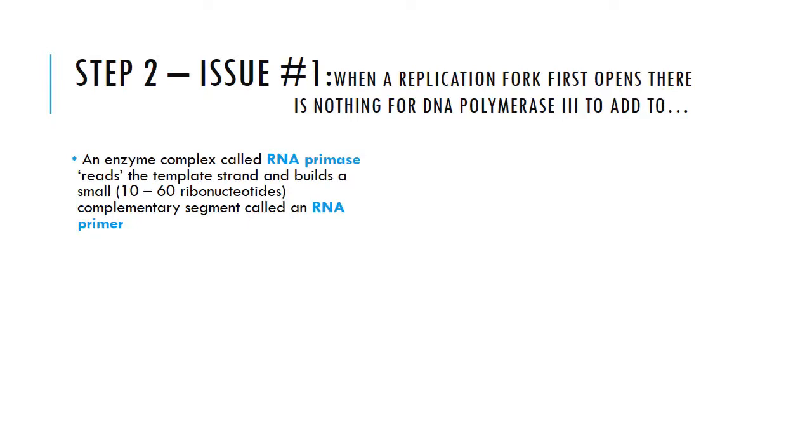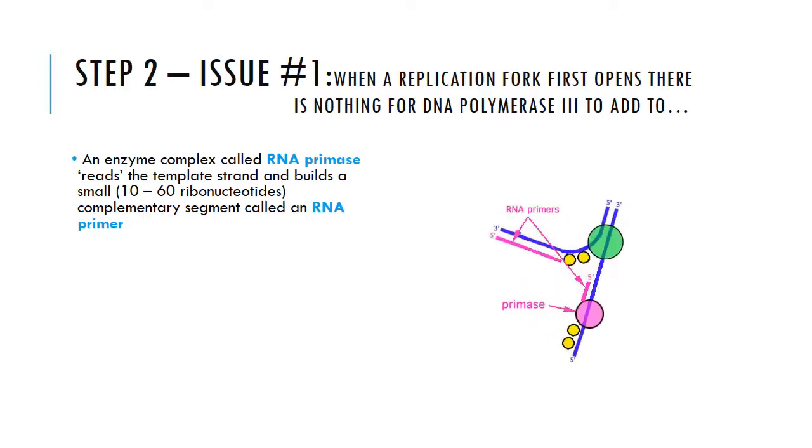So to overcome this obstacle, an enzyme complex called RNA primase is going to read the template strand that's open, and it's going to build a small piece of RNA called an RNA primer. It may be a little weird to have RNA in a DNA molecule, but we will be replacing it later with DNA nucleotides. So this RNA primer gives us a 3' end that we can attach to.